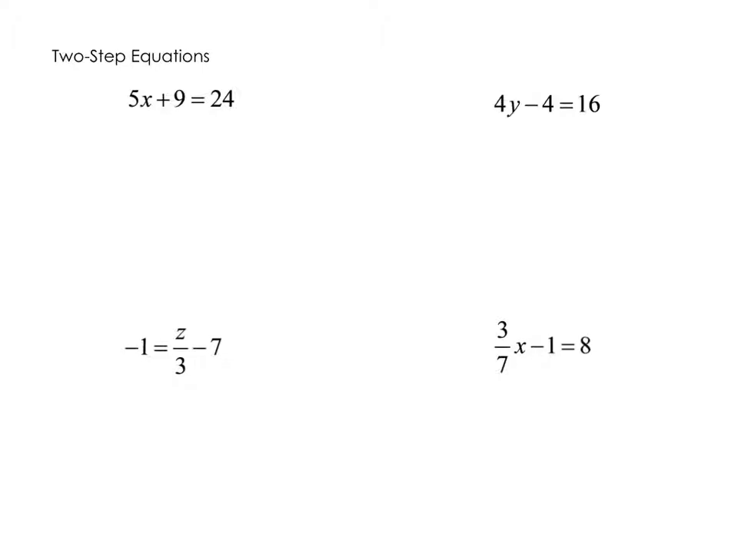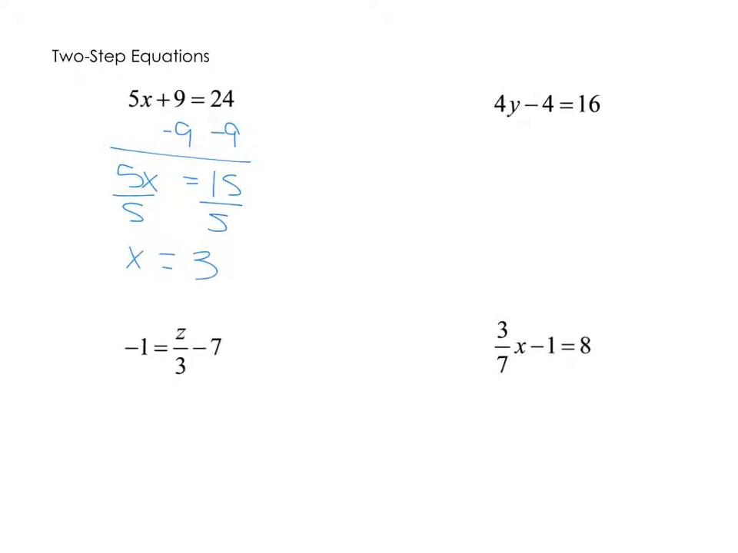All right, two-step equations. You spent a lot of time last year with two-step equations. 5x plus 9 equals 24. I'm trying to isolate the x. I have to get rid of the plus 9 first. So I'm going to subtract 9 from both sides, and I get 5x equals, what's 24 minus 9? 15. Then it's 5 times x, so I'm going to divide both sides by 5, and x is 3.